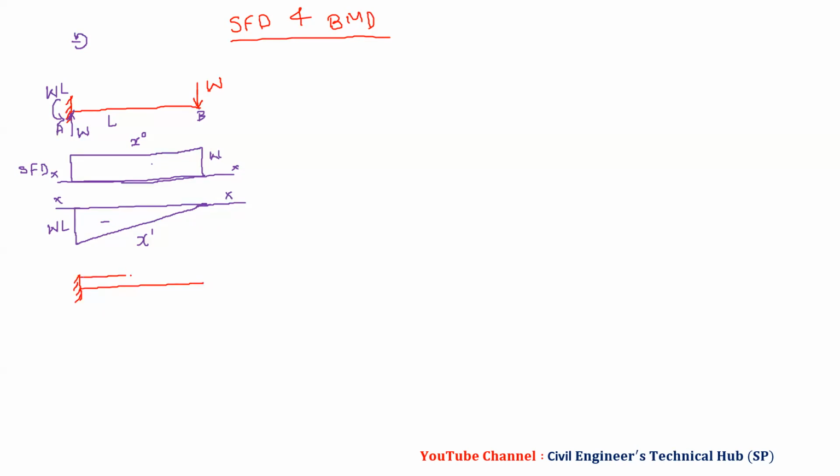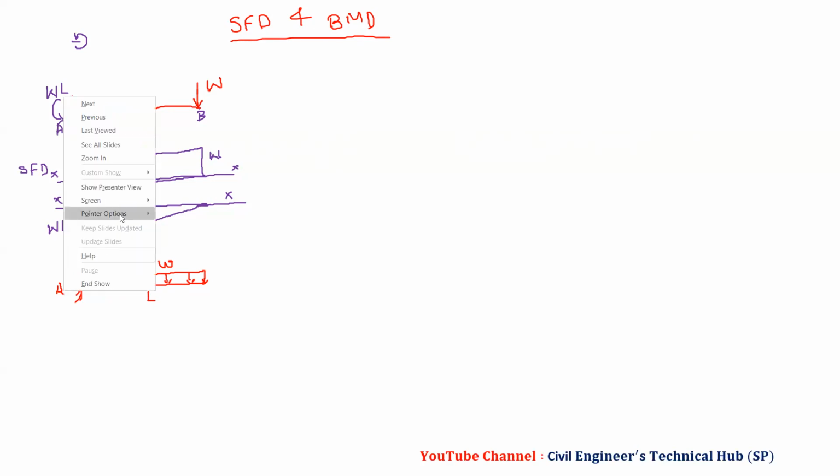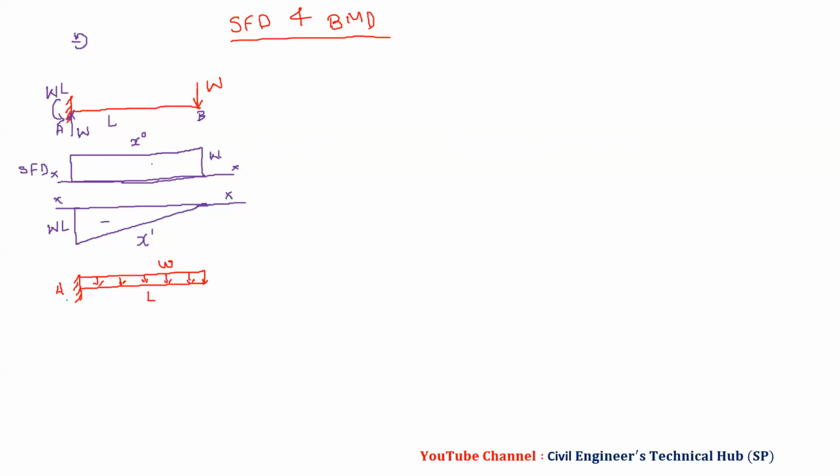Now we have another one. So we are with UDL. Now we know this is W, this is L, this is A. If you find reactions, the total reaction we will have is W into L, the total load, which is the area of this rectangle, W into L. What will be the moment? We know W into L by 2. So this will be WL square by 2. As due to loading it is clockwise, we will get here anti-clockwise.